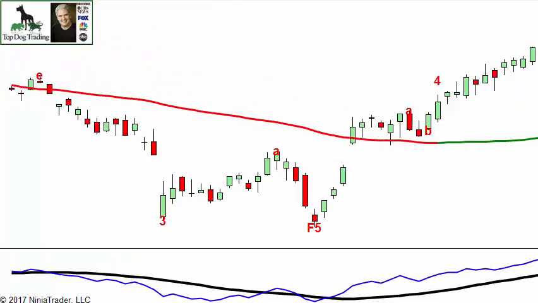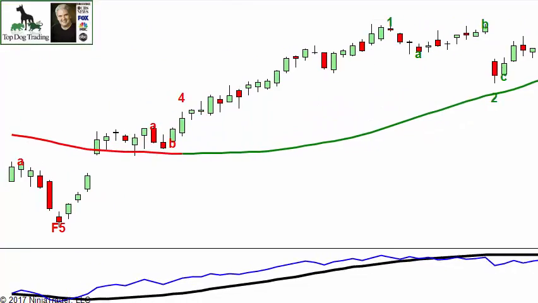Moving forward, now you see the same thing happen. The black line, the moving average, is just moving up, and the AD line is above it. So now we're saying, okay, we're going to look for trades to the long side, and we definitely get them.